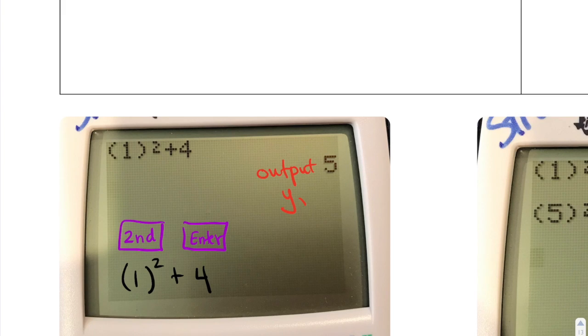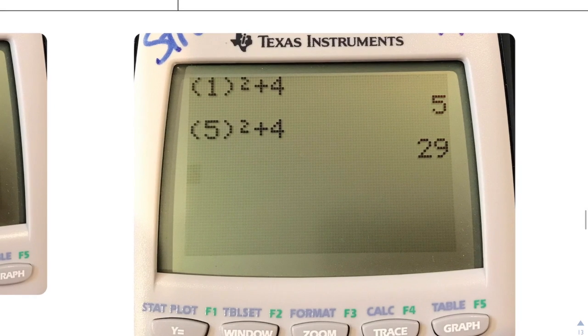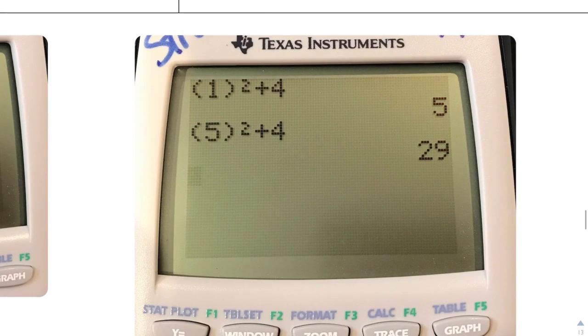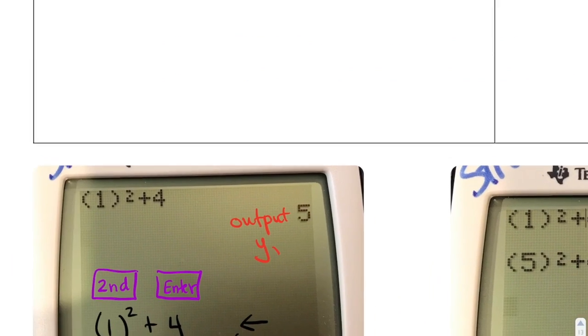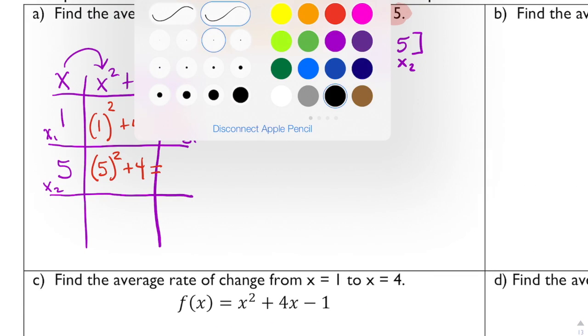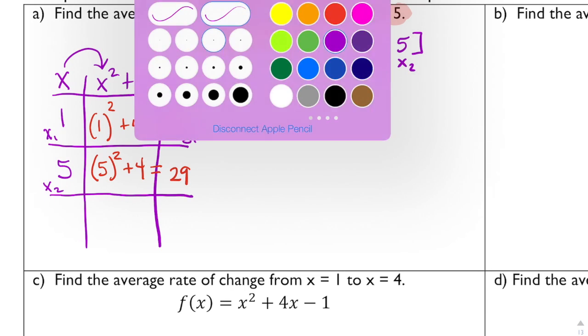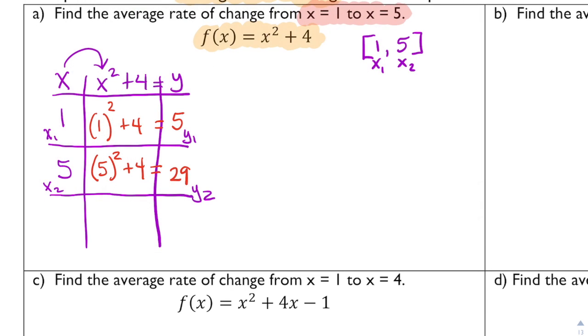and then you can use your back arrow, your back cursor, to go back here and then put in your 5. So if you use second enter, you'll be able to replace that number in the parentheses, go back and just type over it, and then hit enter again, and you get your final answer. So our last bit of input, our x2 is 5, and our output is 29. So you should have gotten 29. And that is going to be our y2 value.